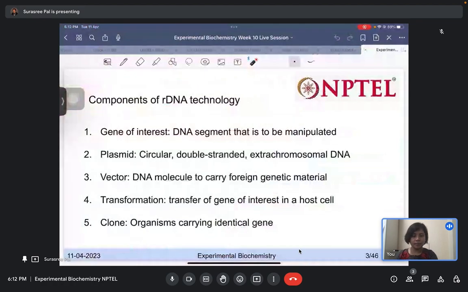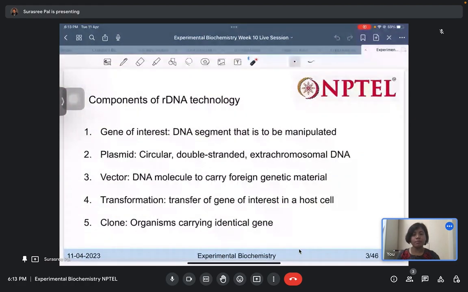Plasmid, in the previous session we also discussed plasmid DNA. It is a circular double-stranded extrachromosomal DNA which can be used as a vector. So what is a vector? A vector is a carrier DNA molecule, a DNA molecule to carry any foreign genetic material into the host.